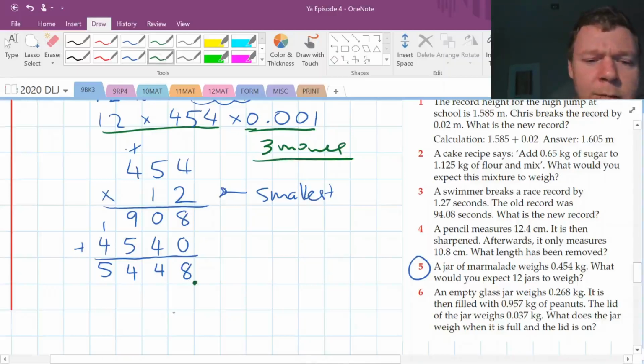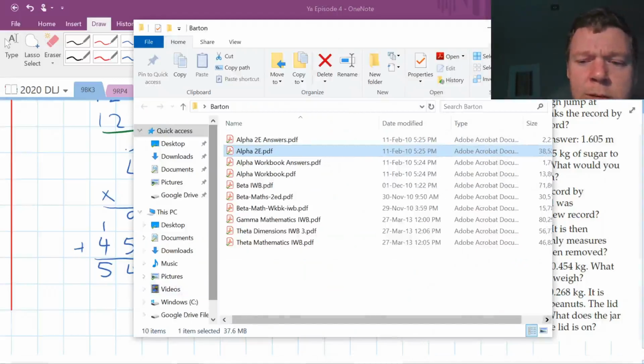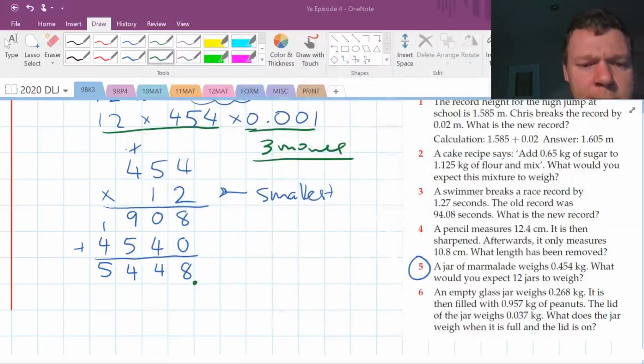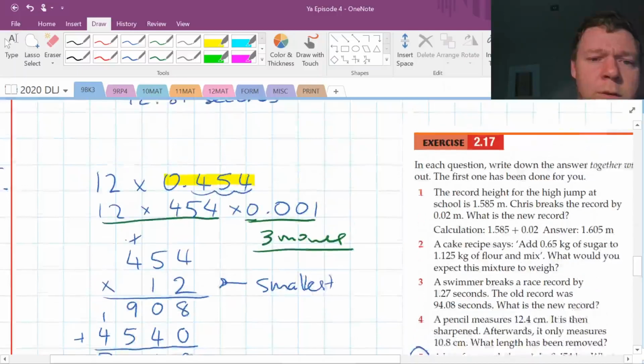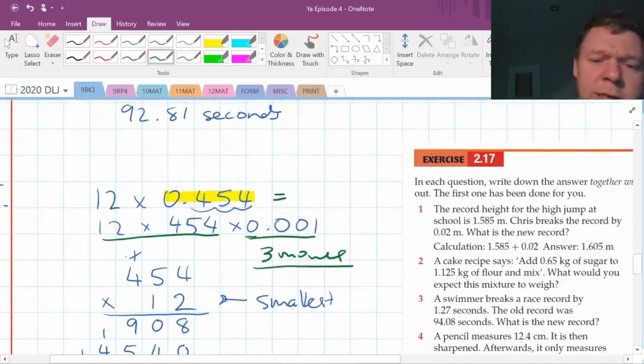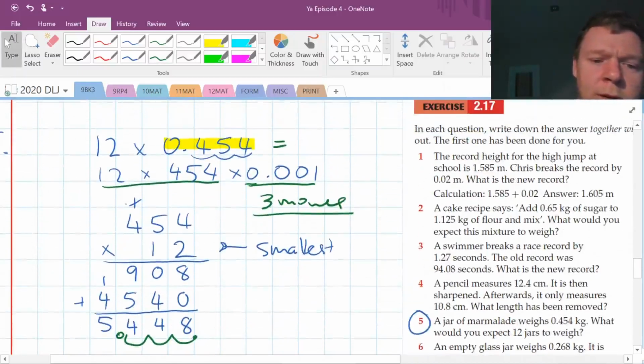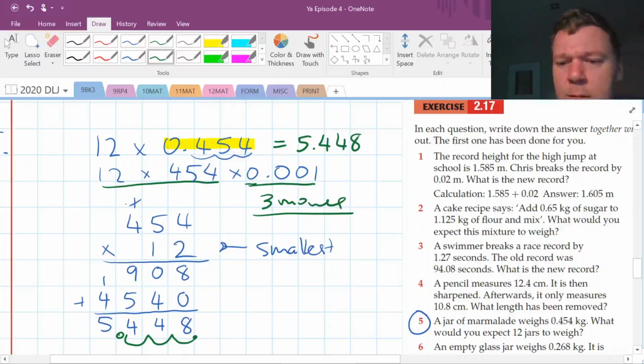So we're going to take a decimal point. And we've moved it. If we move it 3 times, we're going to get 1, 2, 3. That's where our final decimal point will lie. So our answer to the original question is 5.448 kg. Don't forget your units.